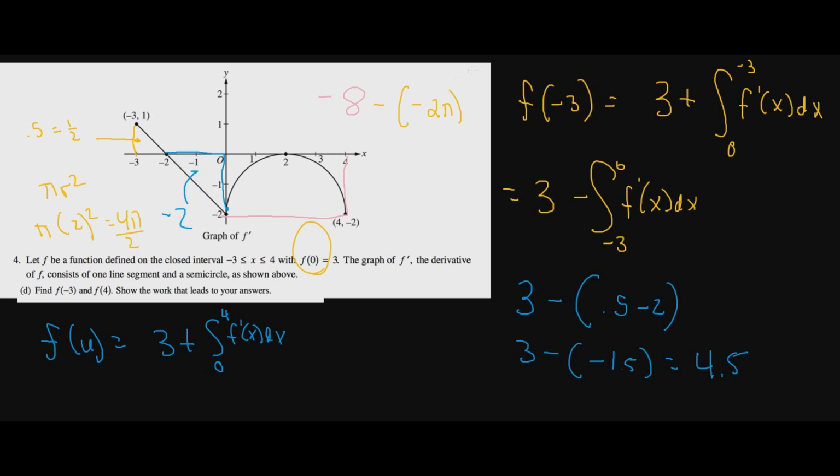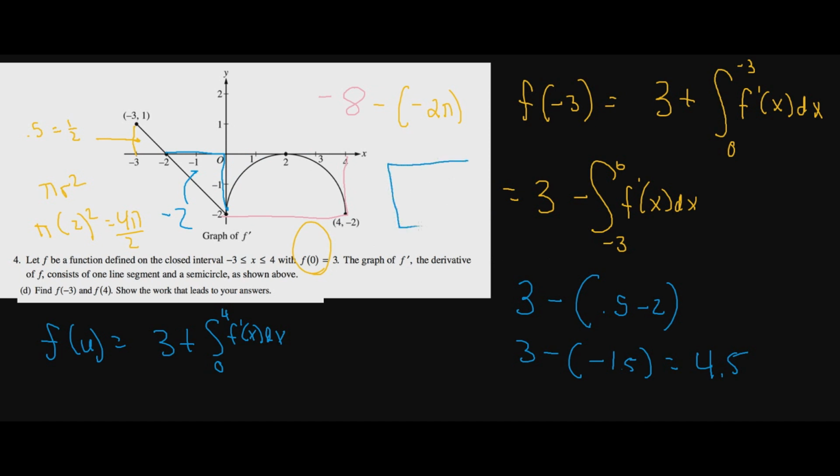So let me rewind. We found the area of the entire thing. The area of the entire thing is going to give me negative 8. Now we got to subtract by these little regions here. Take it back.